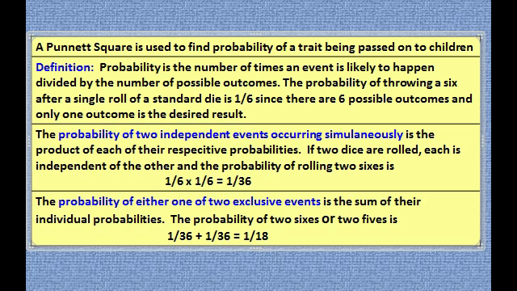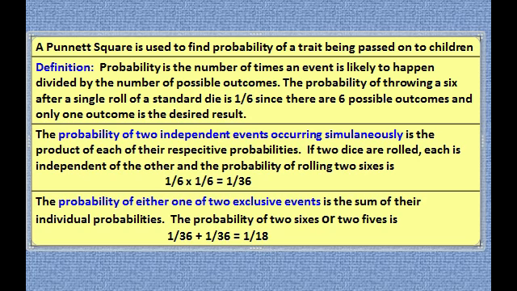The probability of two independent events occurring simultaneously is the product of each of their respective probabilities. If two dice are rolled, each is independent of the other, and the probability of rolling two sixes is 1/6 times 1/6, which is equal to 1/36.